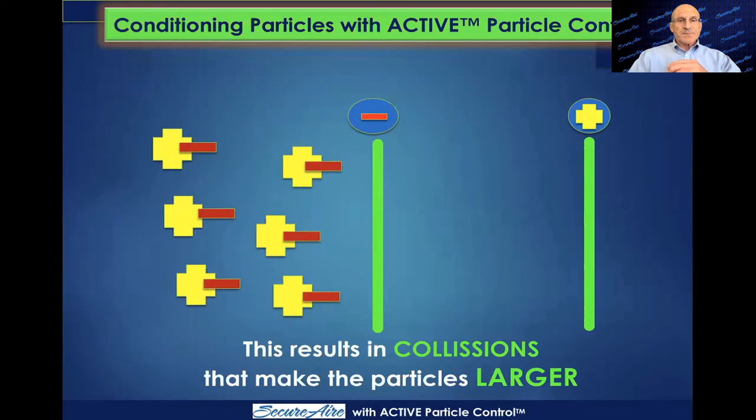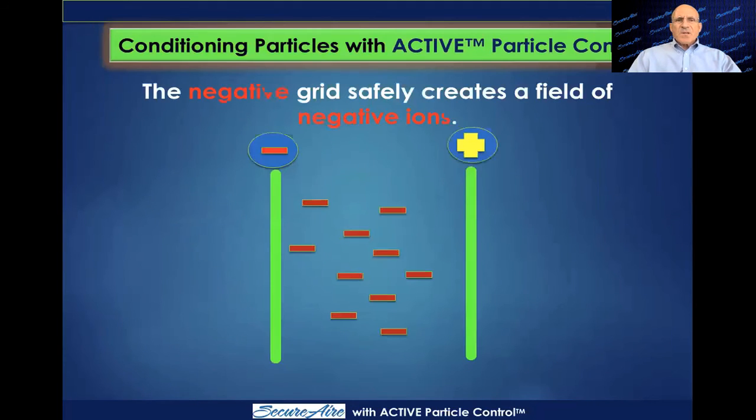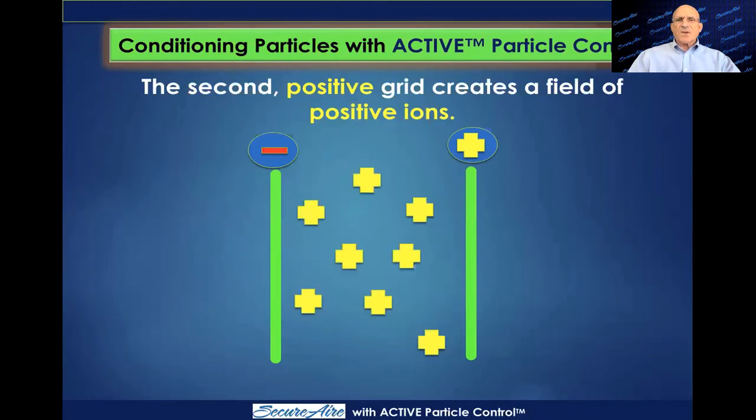Larger is good. At the same time, while this is happening, between the first and second grid, something else is going on. The first grid is creating negative ions. The second grid is creating positive ions.